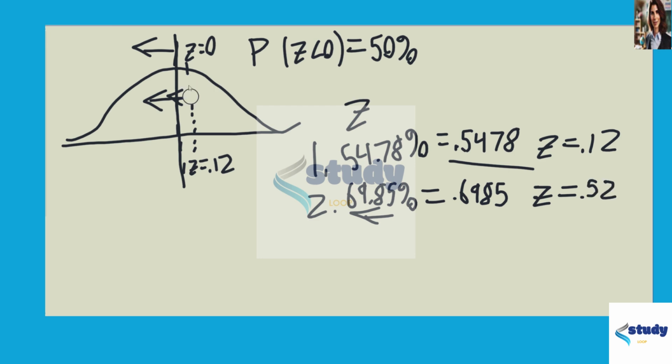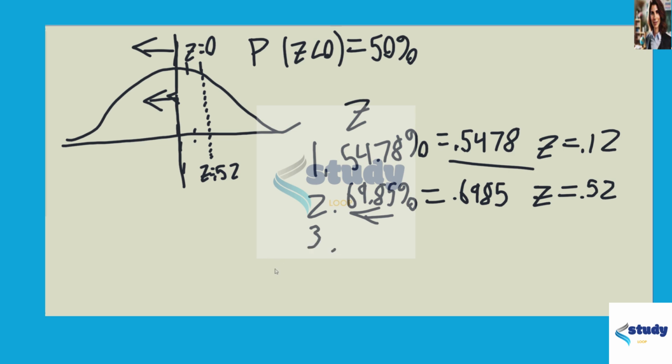So 69.85% of the area under this curve is probably going to be to the left of maybe this point right here, and the z-score associated with that percentage is 0.52. A z-score of 0.52, meaning about 0.5 standard deviations above the mean, means about 70%, or 69.85%, of the area under this curve is to the left of that z-score.